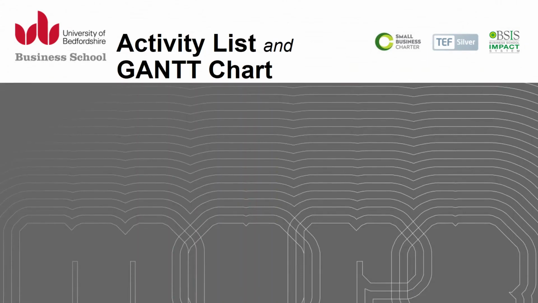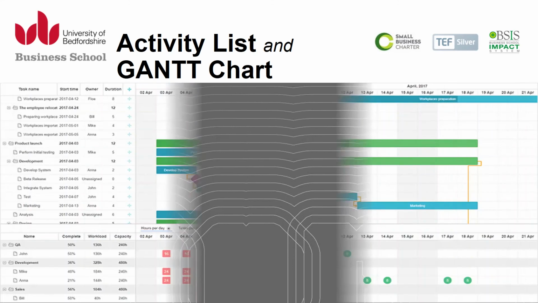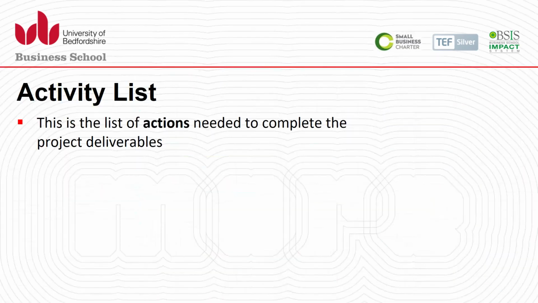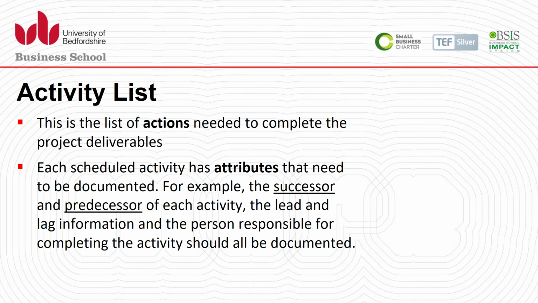So the activity list is a comprehensive list that includes all scheduled activities required by the project team, and we take this and insert it in the Gantt chart. The activity list is basically the actions needed to complete the project deliverables.